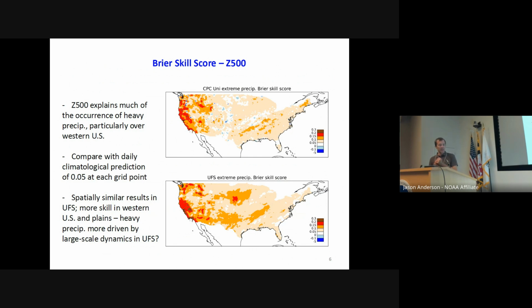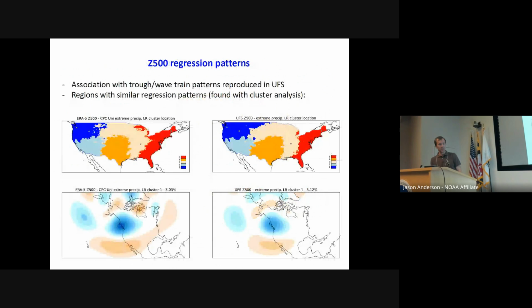And it does seem to have too strong of an association with the circulation over Southern California and the plains, and maybe a little too weak on the East Coast, which does show up in the other results. That was maybe one of the key differences, but otherwise it looks pretty reasonable.